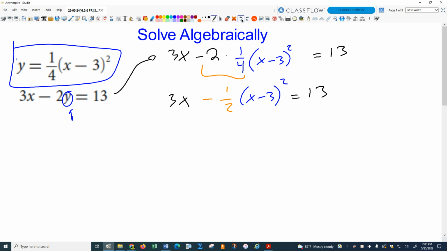Now I can't distribute that negative 1/2 into this quantity yet because this is being squared, right? So when I'm simplifying this, I need to take care of the exponent, don't I? I need to expand that out. So there's my next step. Let's expand this whole thing out. This is just the pattern a plus b quantity squared, isn't it? So what's that going to be when I expand out x minus 3 quantity squared? What's that going to give me? So this whole thing is going to become what?